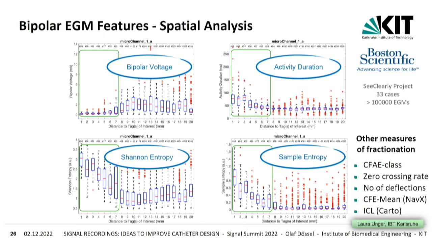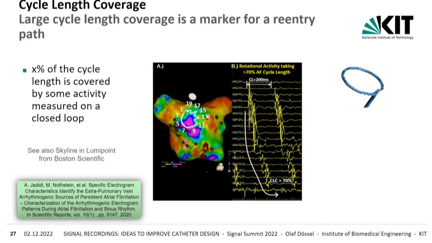And here you see the bipolar voltage, activity duration, entropy, which is a measure of fractionation. And on the x-axis, we see the distance to some important point. In this case, it was a microchannel. And you see that in a distance of up to 6-7 millimeters, the signals change. And if you now imagine that we only measure every 5 millimeter, we would not capture the whole story that is in this picture. So 2 millimeter spatial resolution would be really nice.